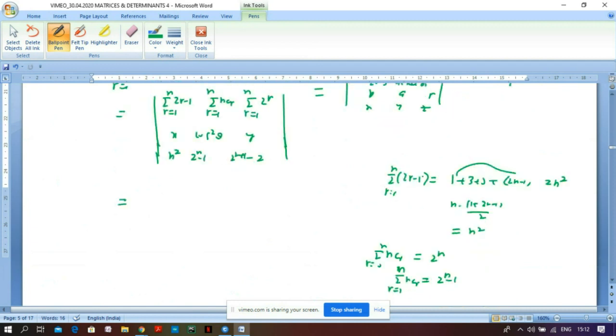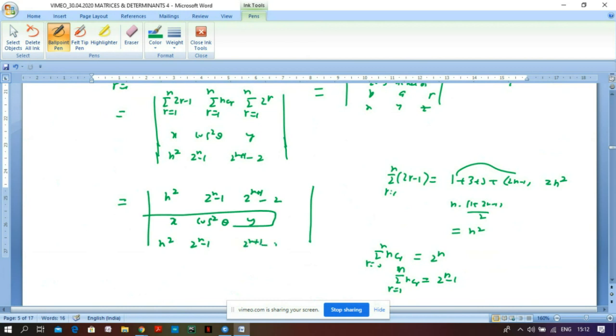So it means using this, the first row rewrites as n square, and then 2 to the power n minus 1, 2 to the power n plus 1 minus 2. Never mind the second row, that's here. And here, n square, 2 to the power n minus 1, 2 to the power n plus 1 minus 2. So rows R1 and R3 are identical.